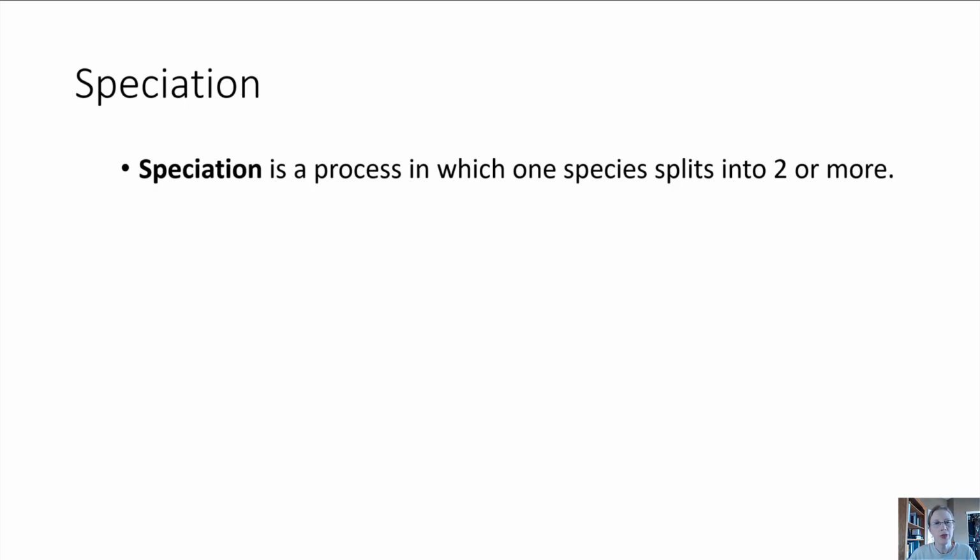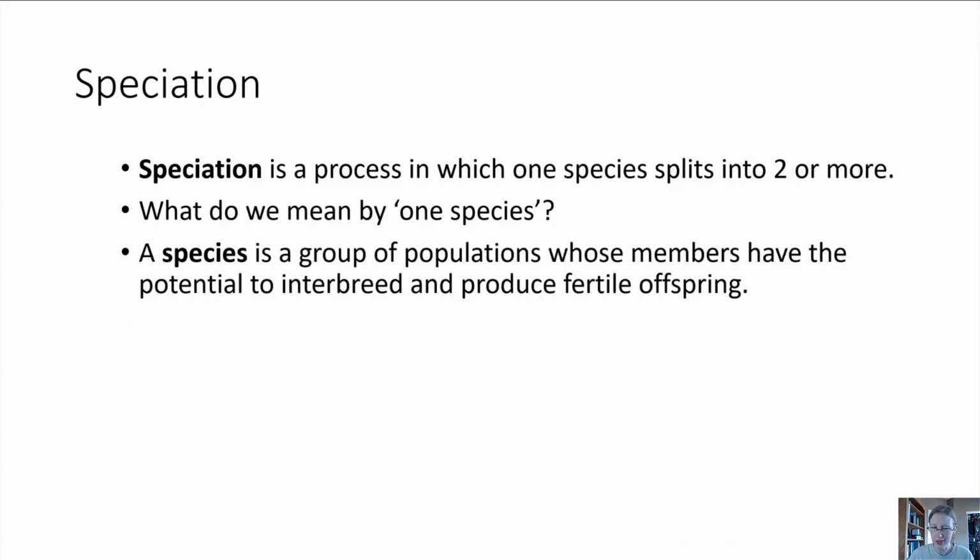The most straightforward definition that we could probably have for a species is a group of individuals who are capable of interbreeding and having offspring that are fertile. So this is describing a line that can continue for many, many generations. That's how we'll define species: a group of individuals that can interbreed and produce fertile offspring.